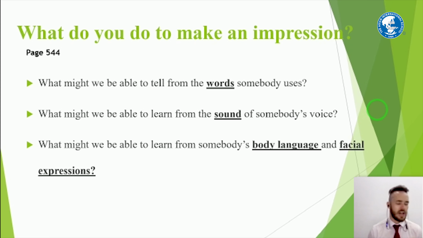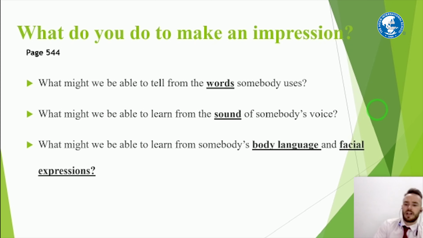Okay, a few things you might have thought of. Words somebody uses. Maybe we can tell their education background, whether they've been to university, if they're using complex terms and structures. We might be able to tell whether they are speaking in their second language, based on whether or not they're using a variety of language. And we might be able to tell some personality characteristics. Are they funny? Are they serious, sarcastic? All of that we might be able to gauge from the words somebody uses.